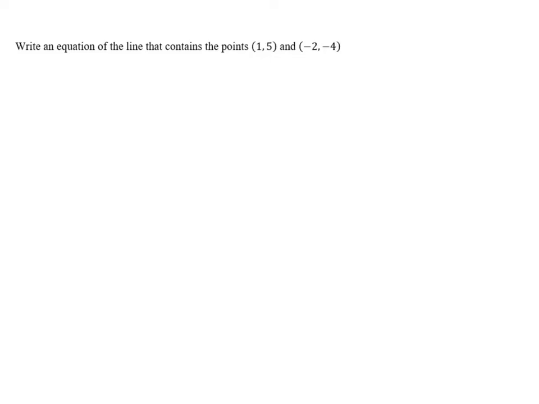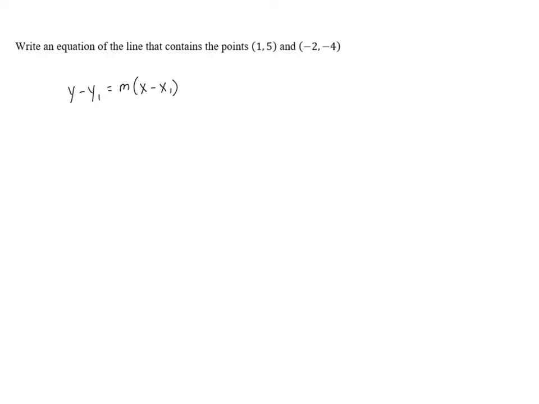Write an equation of the line that contains the points (1, 5) and (-2, -4). If we want to find an equation for a line, we generally use point-slope form: y minus y1 equals m times x minus x1. It's called point-slope form because we need a point and we need the slope of the line.